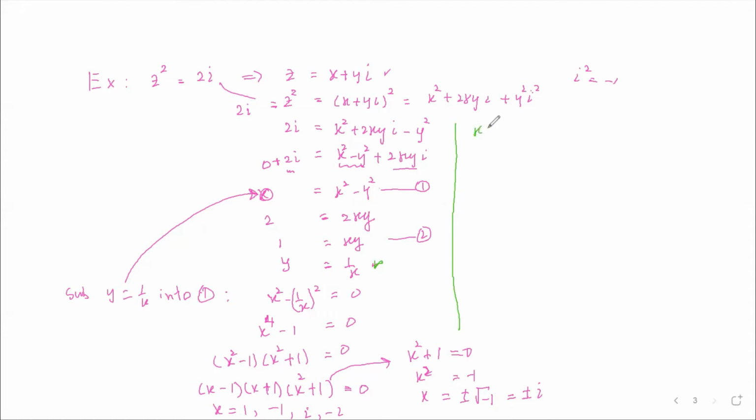So now we try to get the root. If x equals 1 here, right? First one, then y is going to be what? y is 1. Okay, if x equals negative 1, so y is going to be negative 1, right?